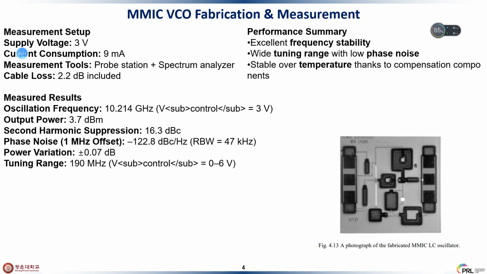Then it's the MMIC VCO fabrication measurement. We can see our measurement setup: the supply voltage is 3 volts, and the current consumption is 9 mA. The measurement tools use the probe station and the spectrum analyzer. And about the loss, it can be as low as 2.2 dB.